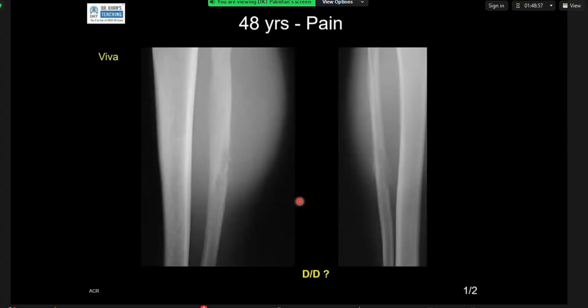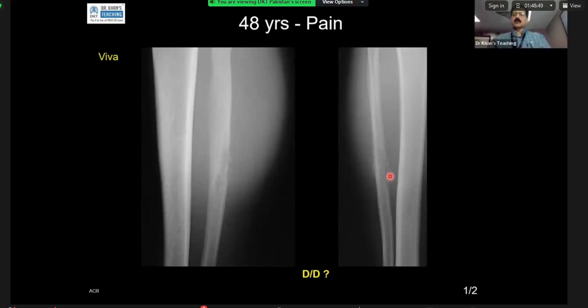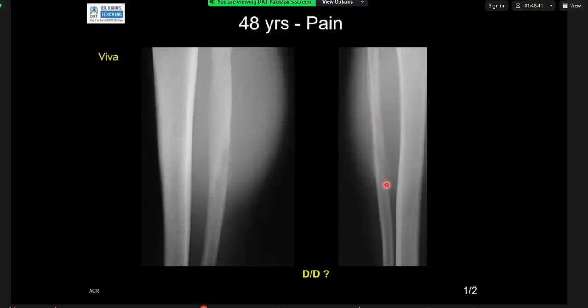Other than that, I can see a small lytic area in the proximal shaft of the fibula as well. So it's possibly the proximal shaft of what? Say again. Proximal shaft of fibula. Sorry. Right. Possibly cortical tunneling. Not sure. Yeah.